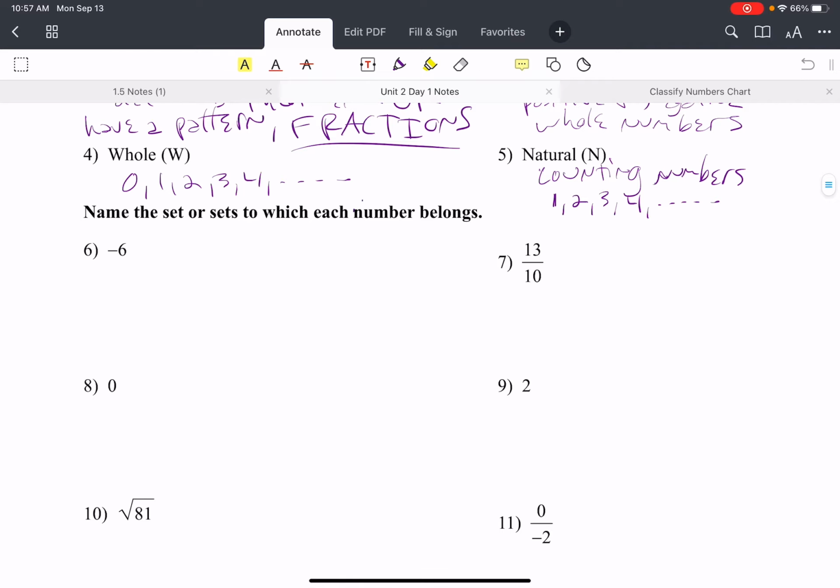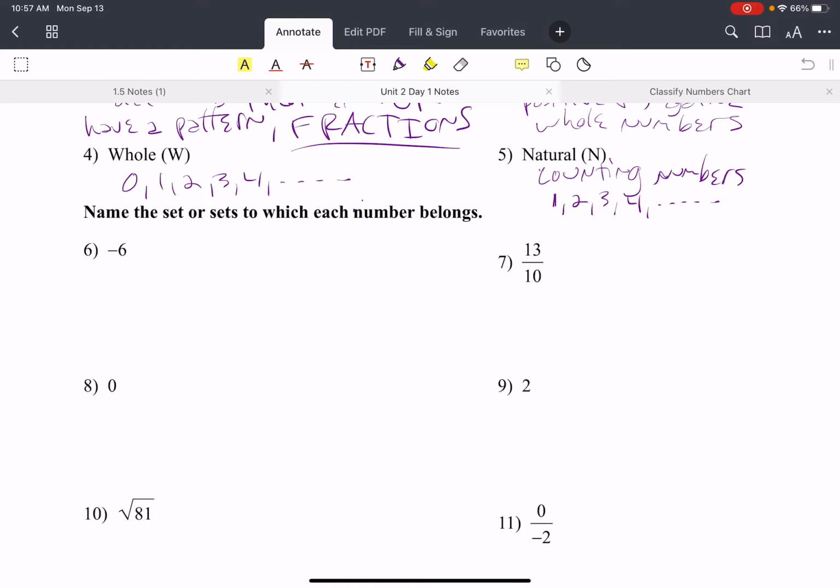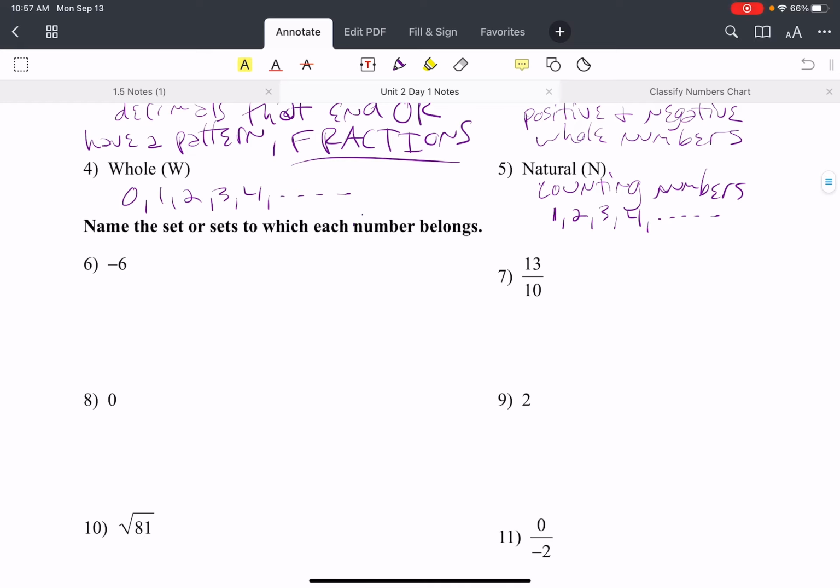Okay, so of those ones that we just did, it says name the set or sets to which each number belongs. Is -6 a natural number? So those are the smallest groups, the ones where I start counting at 1, 2, 3. So should I put natural for one of the number sets that classify that? No. How about a whole number? Is it a whole number? Because whole numbers have to be positive. Is it an integer? Yes.